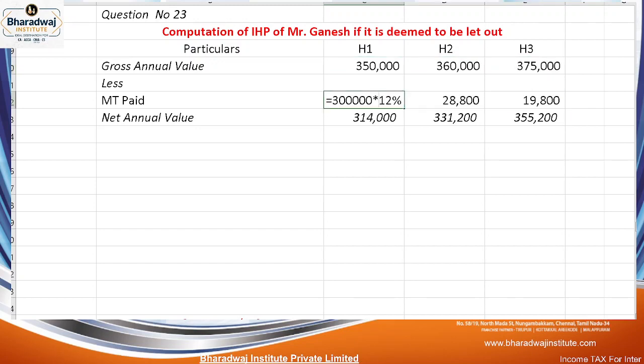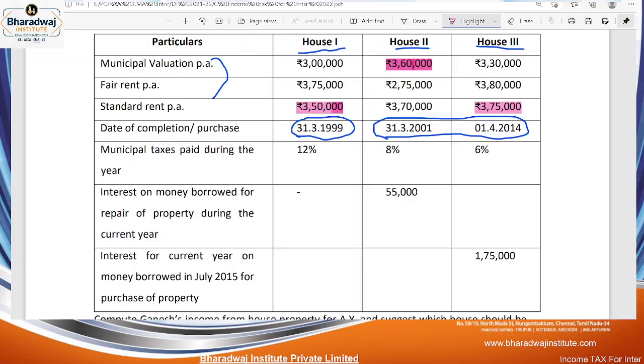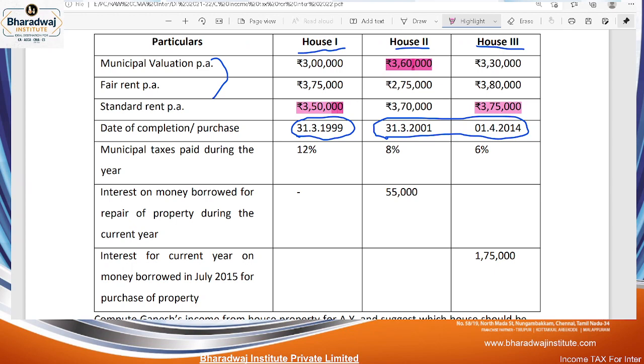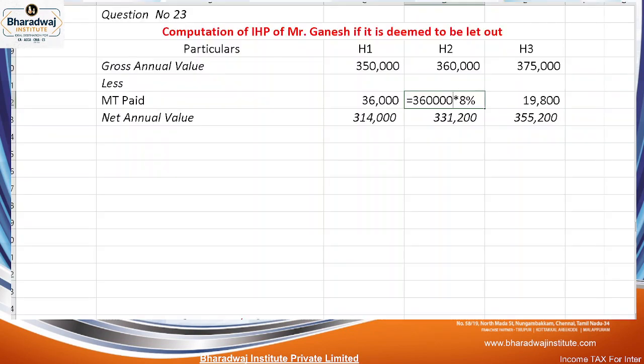Municipal taxes paid: 12% of municipal value, 3 lakhs into 12%. 3,60,000 into 8%. This one, 3,30,000 into 6%. Municipal tax paid will give us net annual value. Let us not decide based on this, because there is a deduction for interest also given to us.